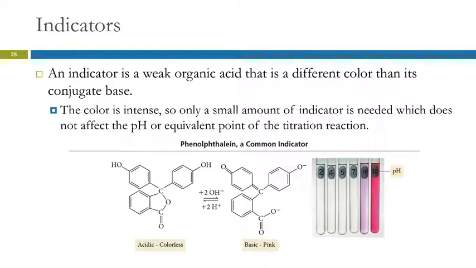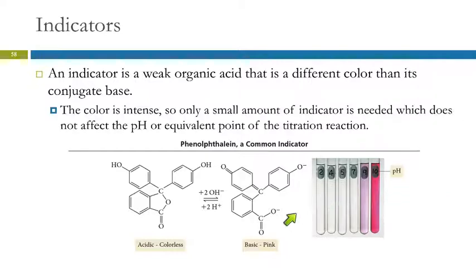Because the color is very intense, we only need a little tiny bit of the indicator, and so that's not going to affect our titration. If you needed a lot of phenolphthalein, then you're adding another acid into your titration. It's going to mess everything up. So these things have very intense colors.